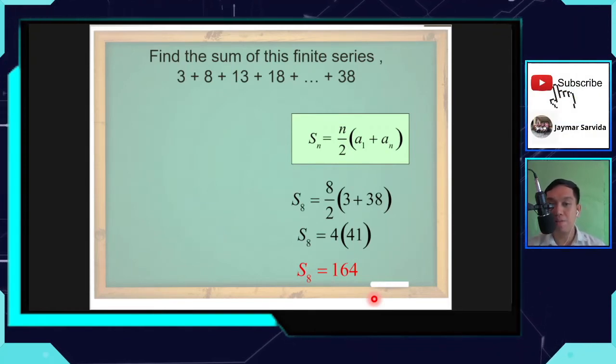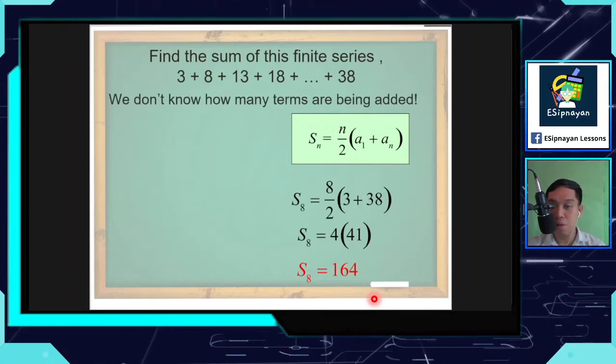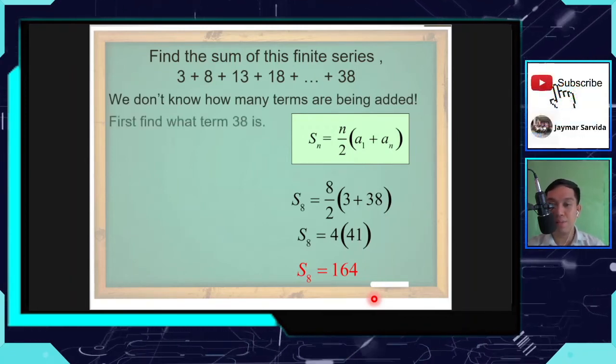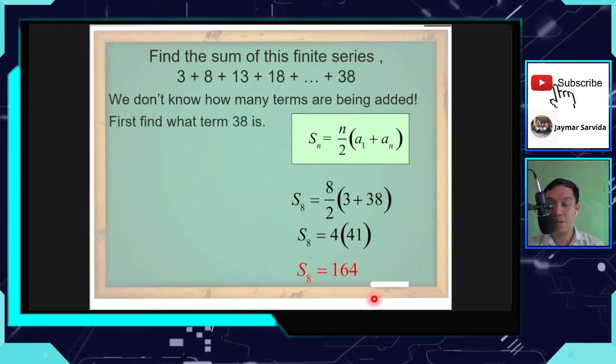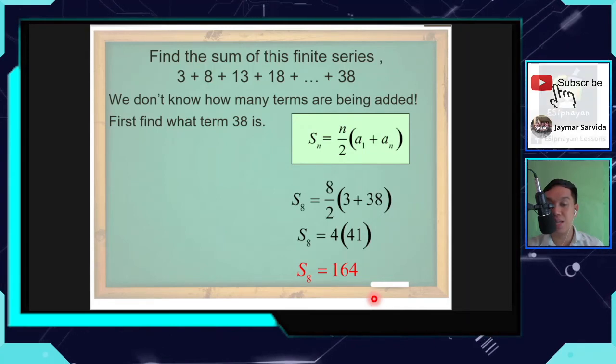Okay, so let's have another example. Find the sum of this finite series 3 plus 8 plus 13 plus 18 plus, and the last term is 38. Okay, so we don't know how many terms are being added. So first, find what term 38 is. So kung ilan, hanapin muna natin kung ilan lahat yung ating terms dito sa ating given problem.